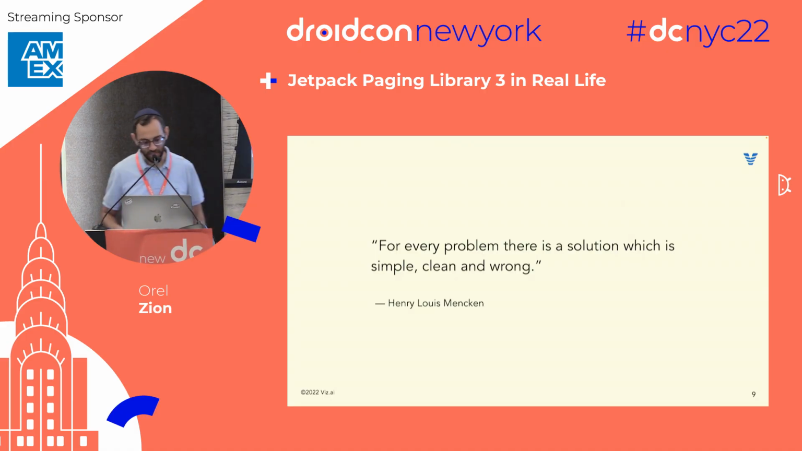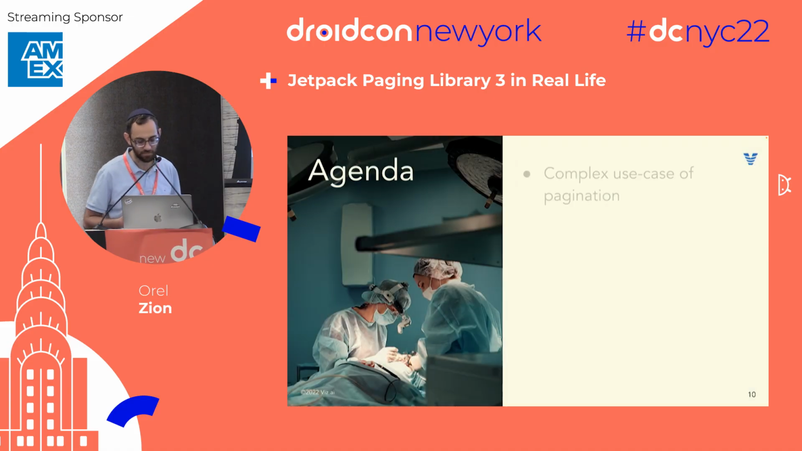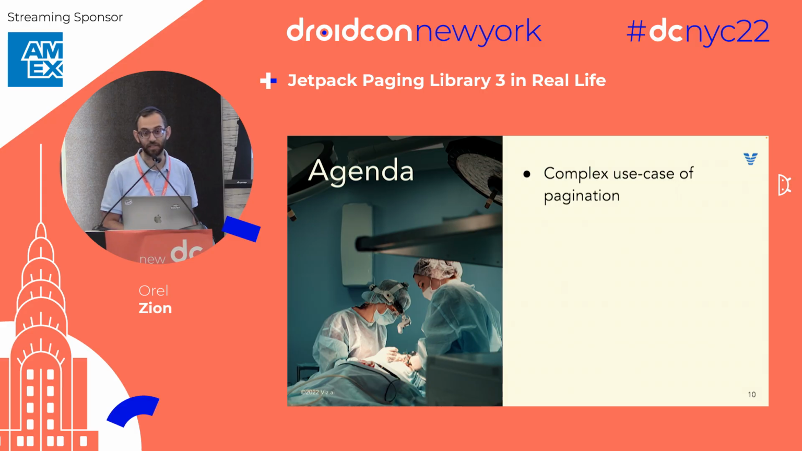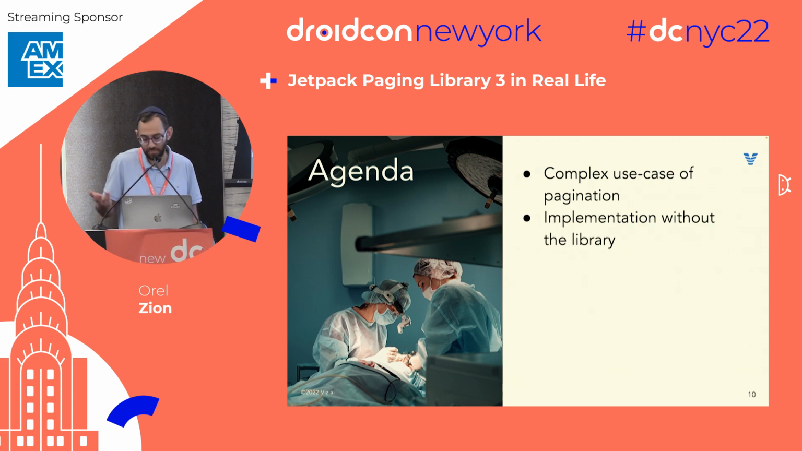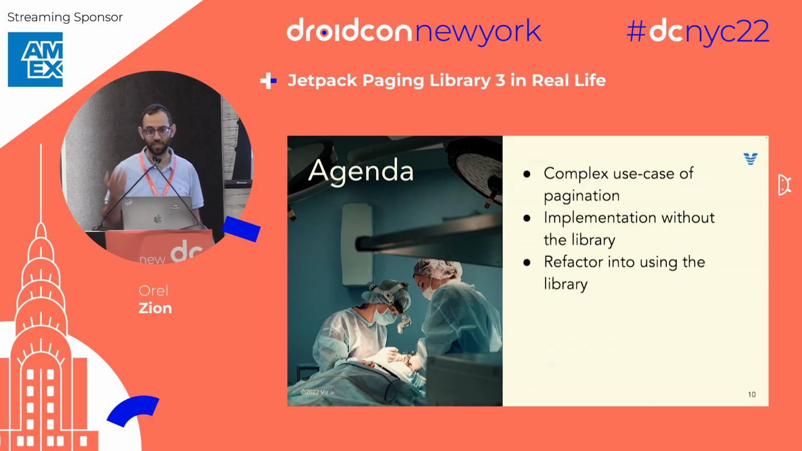So let's talk a little bit about our agenda for today. I'm going to present a complex use case for pagination, the way that we did it at Viz. We're going to see some code of implementing this without any library, so this is my own custom implementation. We're going to see some code of using it with the library, and then we're going to discuss how it helps us, how it reduces the amount of code that we need to write, how it actually helps us organize things, and some cons, of course. The world is not perfect, so we're going to discuss a little bit about its cons.